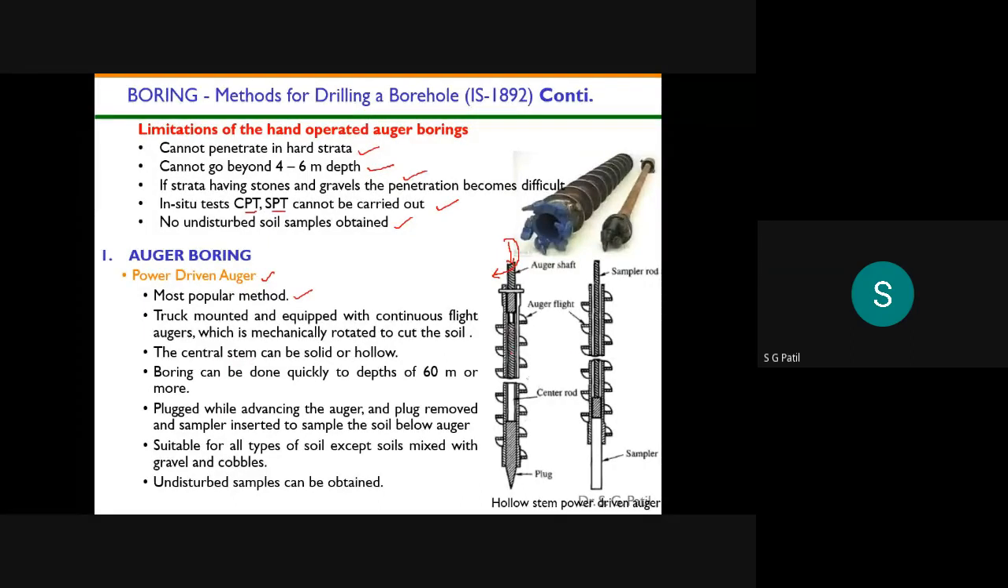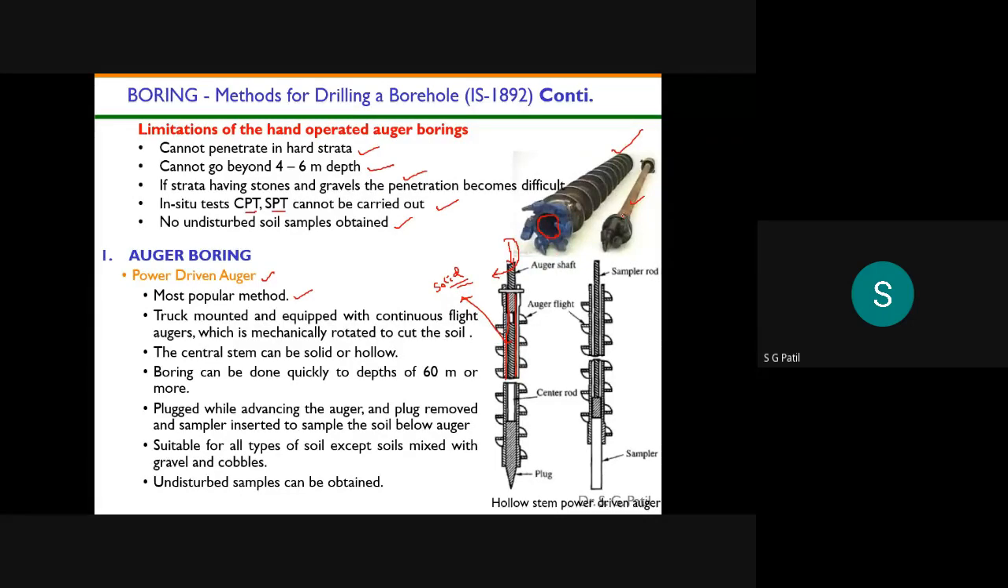If you see the central stem, this is the central stem. It may be solid, or it may be hollow. In this figure, this is the solid one and this is the hollow one. You see inside there is a hollow space inside this auger. This goes into the ground, and then we rotate it to cut the soil.